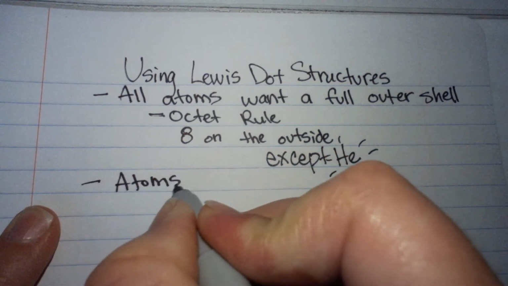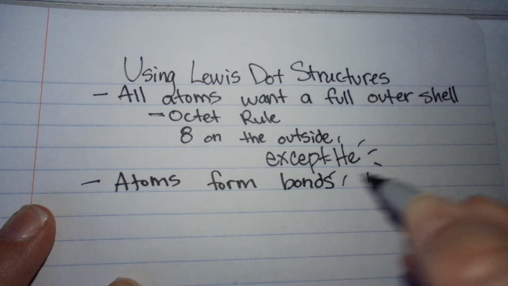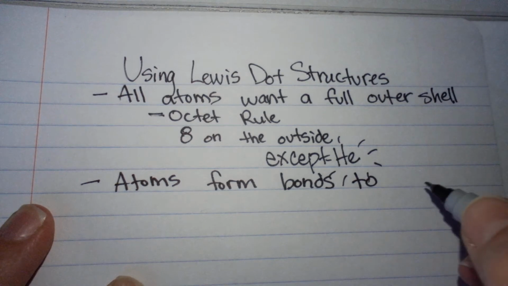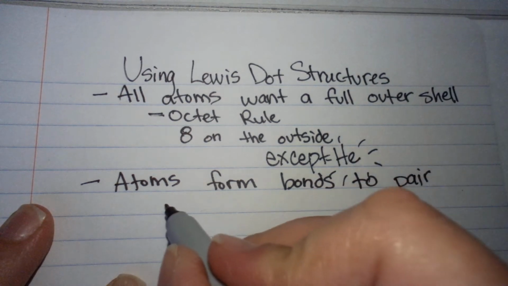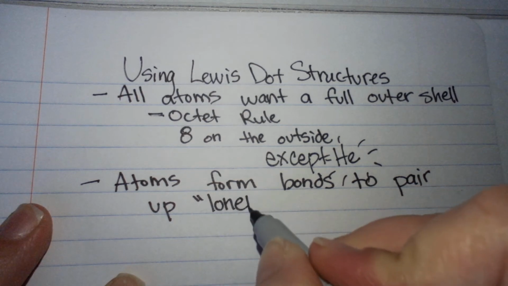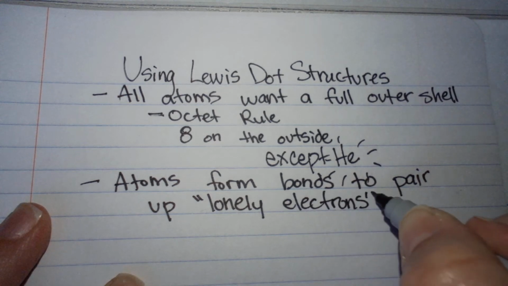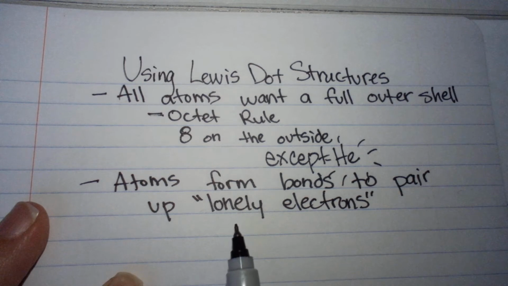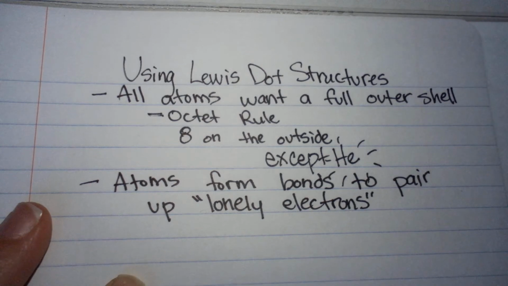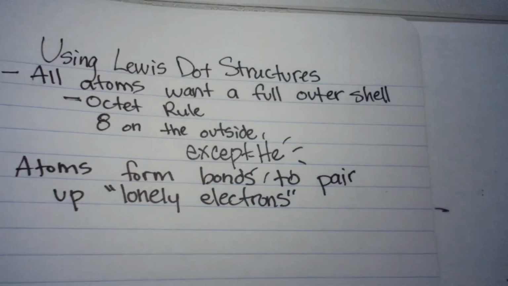Atoms form bonds to pair up, I'm going to put this in quotes, lonely electrons. I mean, they're not people, they don't have feelings, but when we say lonely, we know that they're not already paired up. Okay? So, I'm going to show this as a demonstration really quickly.